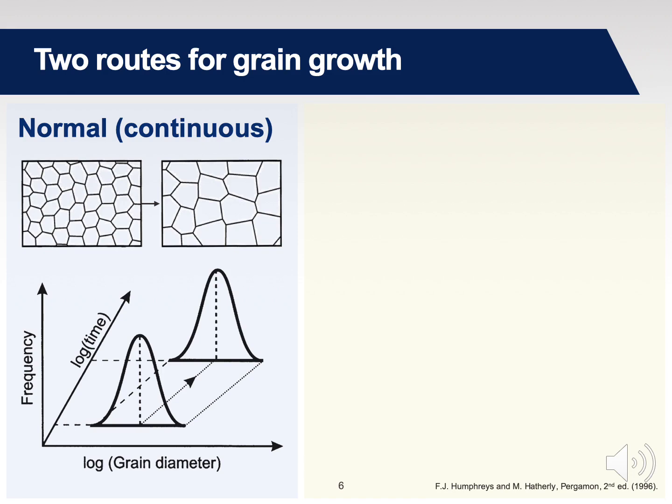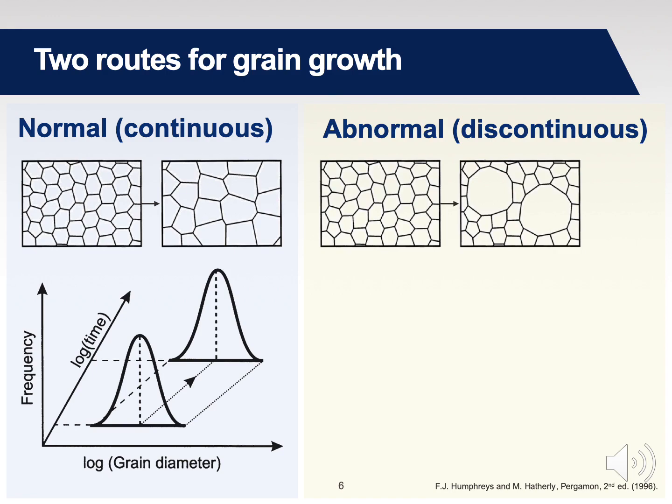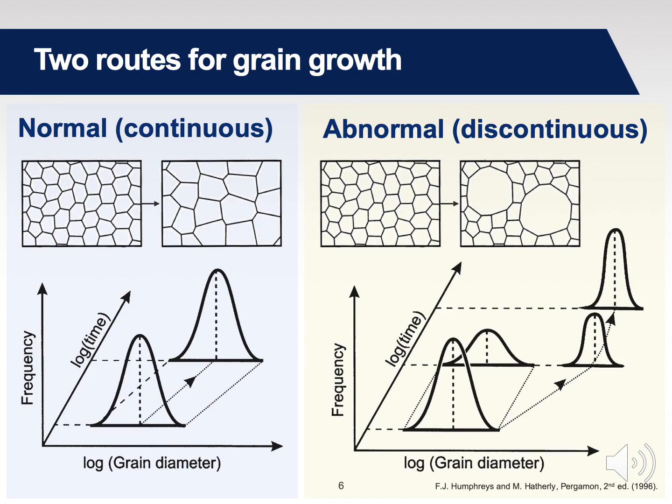In abnormal grain growth, on the other hand, a few grains grow at a much higher rate than the other grains. You see 2 grains grow out while the rest of the grains remain more or less stagnant. And this results, when plotted as a function of time, in a bimodal grain size distribution. And you see that in the end, these 2 grains will consume the matrix of smaller grains, and you end up with a single peak in the grain size distribution at infinitely long times.